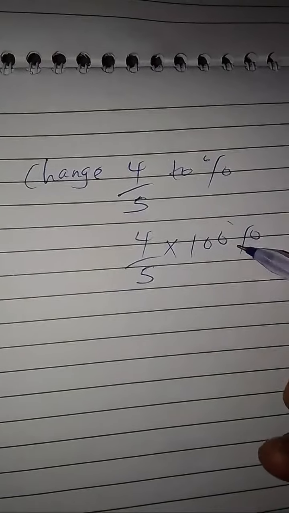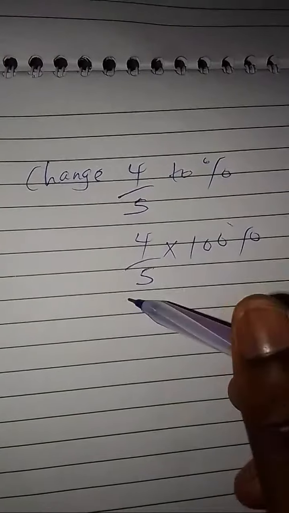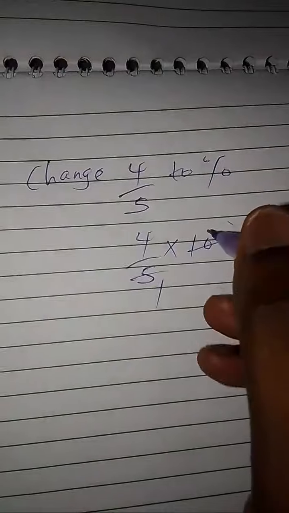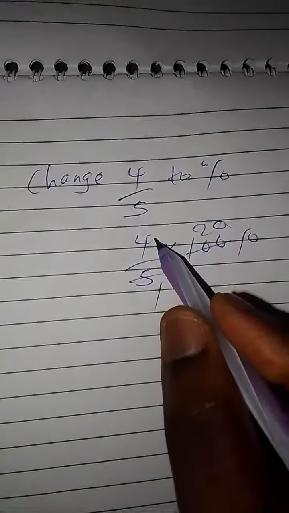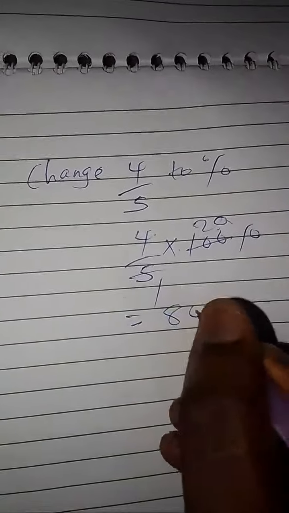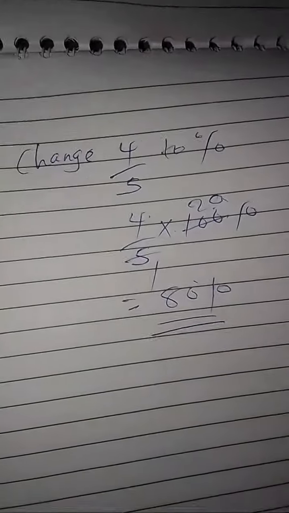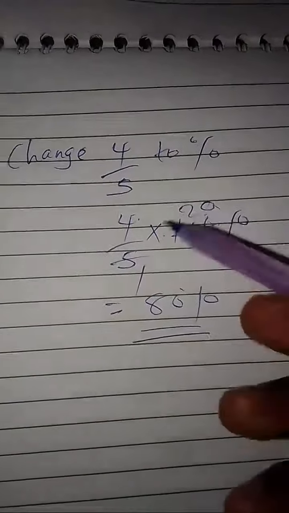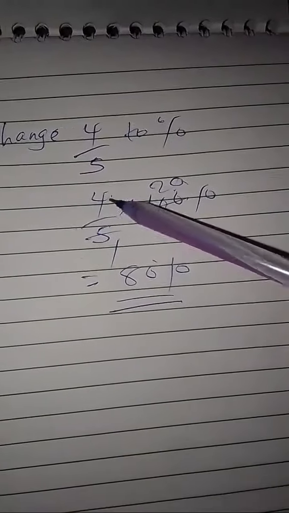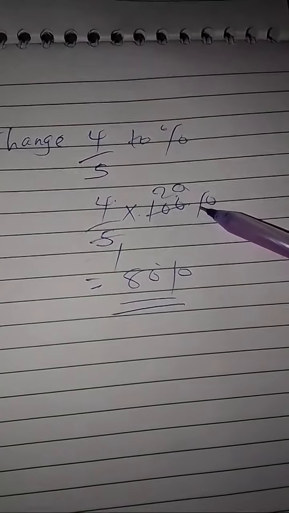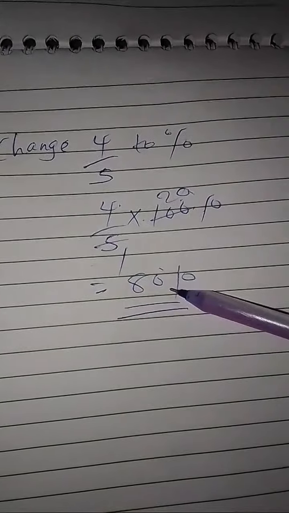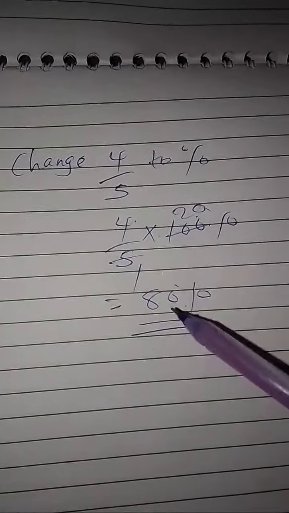So from there we begin to do what? The simplification. We simplify. So 5 goes here once. 5 into 100 how many times? 20. And therefore multiply by 4. So the answer shall be 80%. So we have changed 4 over 5 to a percentage. So we shall have 4 over 5 multiplied by 100. So we simplify. 4 multiplied by 20 is 80. So that is how we can change this.